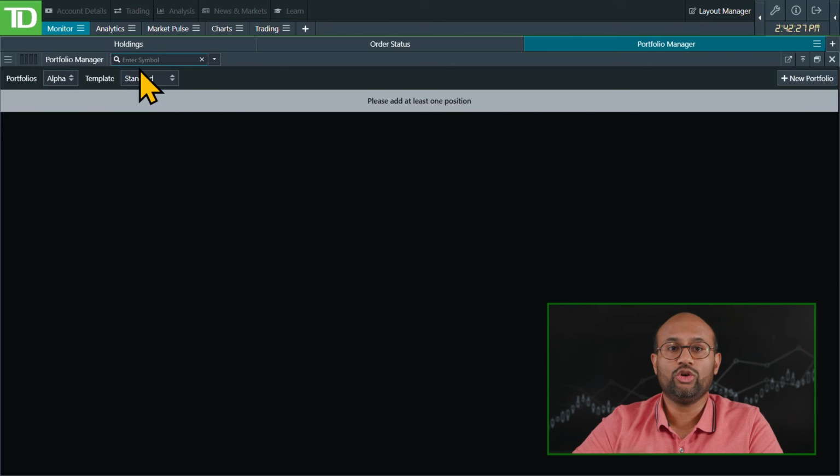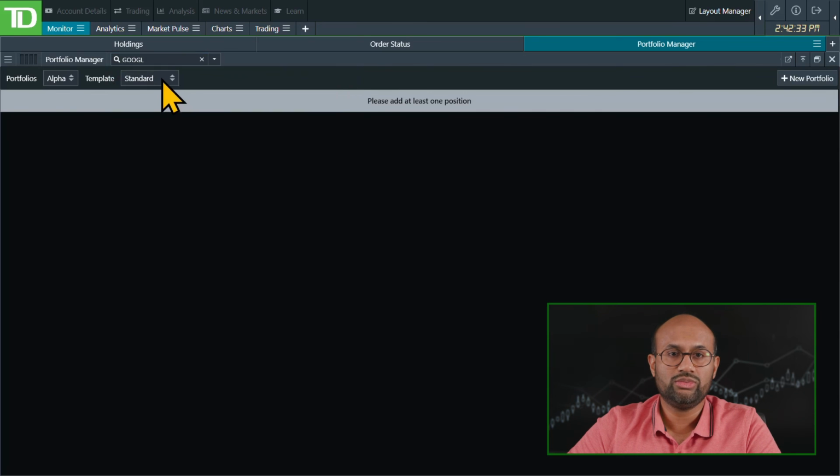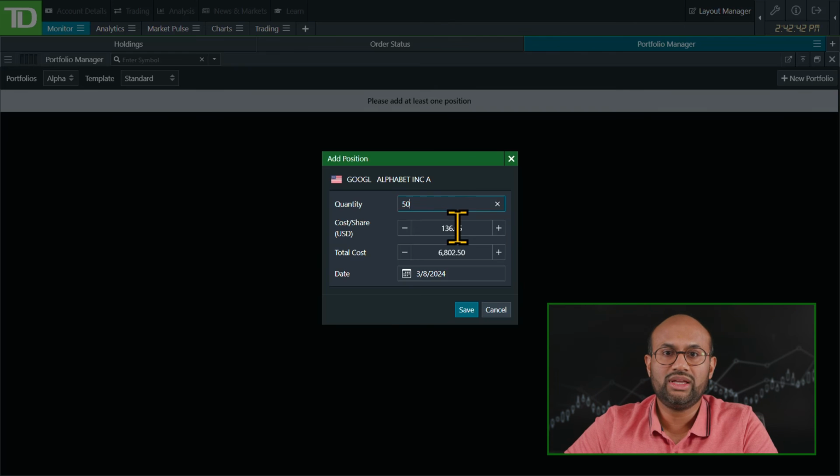So now this is where we can start adding some of the symbols that we want through this portfolio. Let's just say I want to put in Google to begin with. I can put that in. Once you do that, it's going to ask you to choose a quantity. So let's say we have 50 shares of Google to display. We can choose the cost basis we want to put on this.